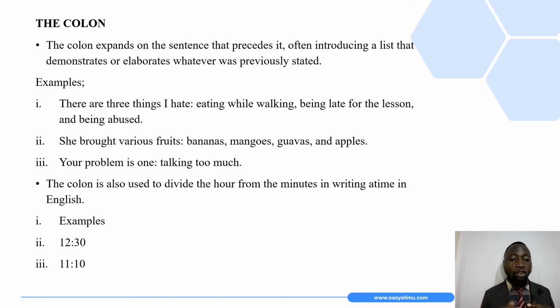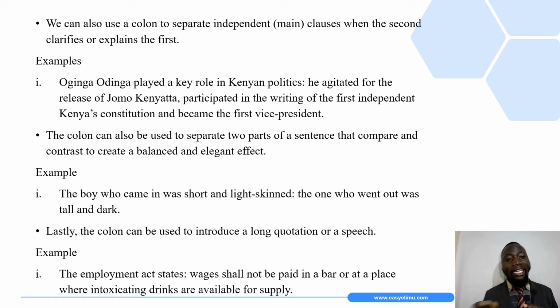Again, on the second use, you are able to see how we can use the colon to divide or separate the hour from the minutes. That is only when we are writing time in English. Another thing, dear students, is that we can also use a colon to separate independent clauses. Independent clauses are also referred to as the main clauses. We can use the colon to separate independent clauses when the second clause clarifies or explains the first.